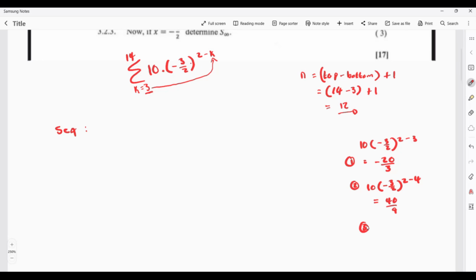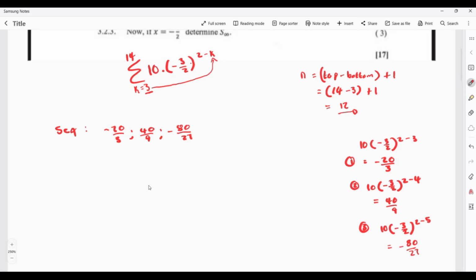The third one, number 3, the last one that we need, is 10 into negative 3 over 2 to the power 2 minus 5 over there, which is going to give us negative 80 over 27. So having done that, you can put your sequence like this: negative 20 over 3, 40 over 9, negative 80 over 27. Now you're good.